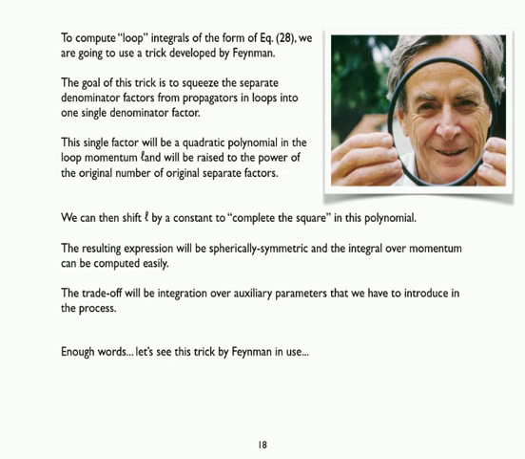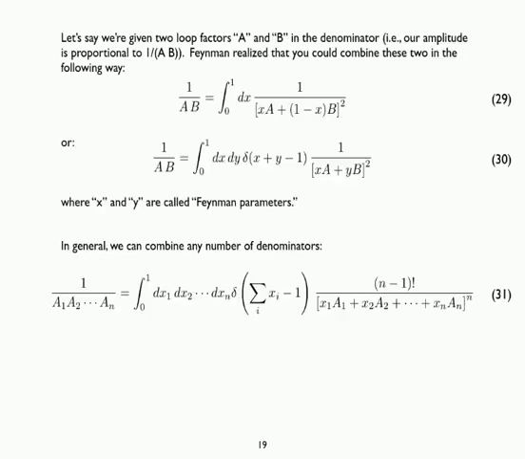All right, so let me make sure. Yeah, so that's what that point says. And we shift L by a constant, so that's the change in variables. Right, the result is going to be spherically symmetric because it's just going to go like Q squared or K squared. But the trade-off is that when you do these tricks, you're exchanging an integration over these two things with an integration over the Feynman parameters, okay? And those can be tricky in the end, okay?